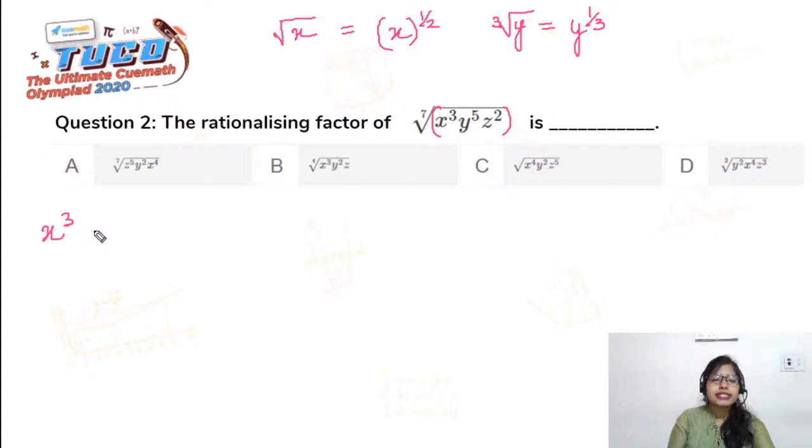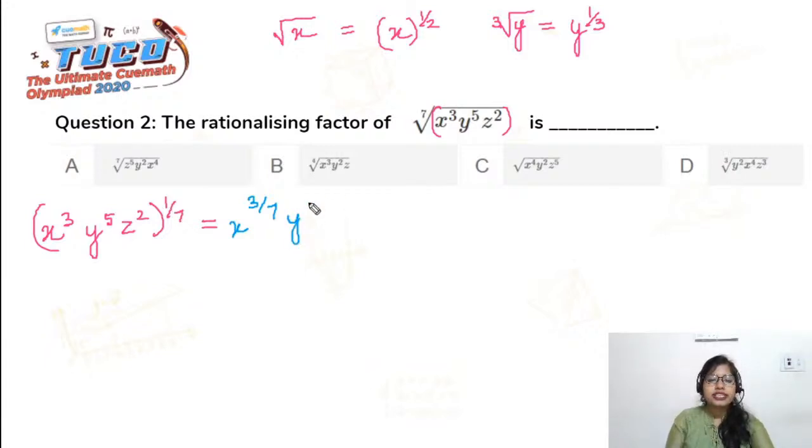So I'll write this as x cube, y to the power of 5, z to the power of 2, the whole power of 1/7. From here, we already know that according to laws of exponents, if we have all these three to the whole power of 1/7, this power gets multiplied to each of the variables' powers, right? So this would become x to the power of 3/7, because 3 times 1/7 is 3/7. This would become y to the power of 5/7, and this would become z to the power of 2/7.